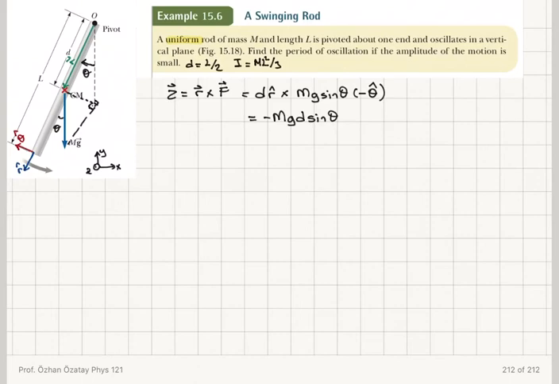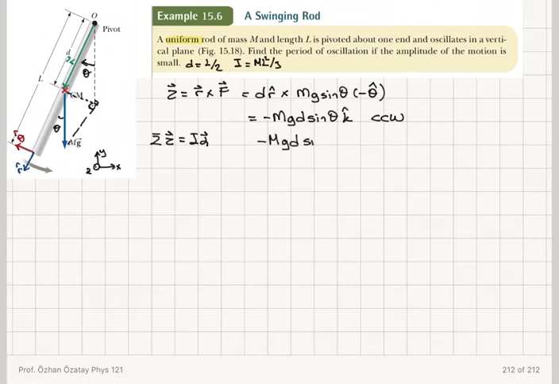minus mgd sine theta. And what is the cross product? r hat cross with minus theta hat here. If you use the right hand rule, r hat cross minus theta hat gives you k hat. Okay, so I have the torque in minus k hat direction. The torque that I'm causing is actually counterclockwise, but this is because of the way I have defined the angle. I have defined angle theta to be positive for clockwise rotations.